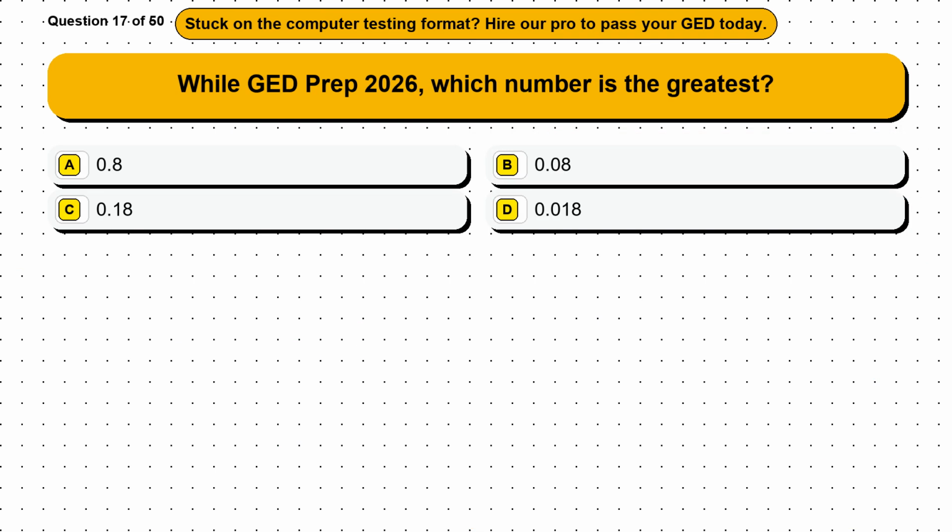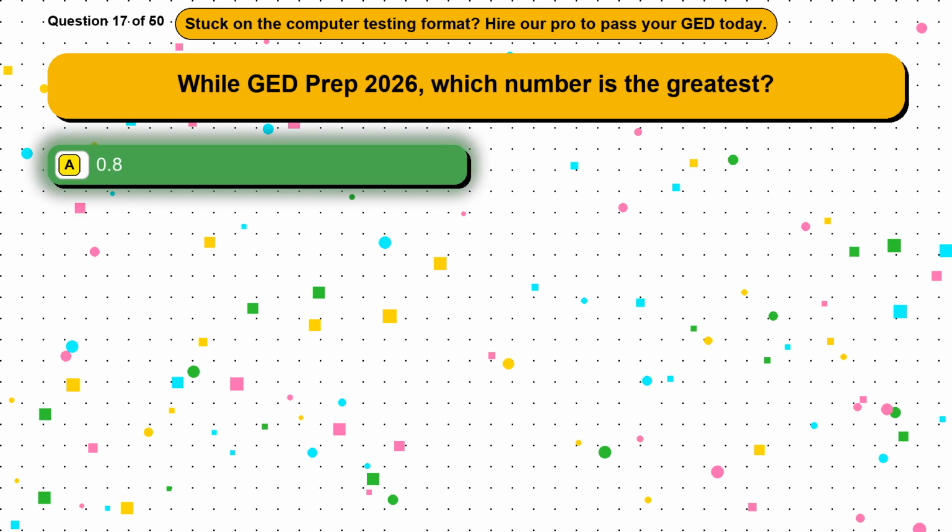Question 17. While GED Prep 2026, which number is the greatest? Option A 0.8. Option B 0.08. Option C 0.18. Option D 0.018. The correct answer is option A. 0.8.